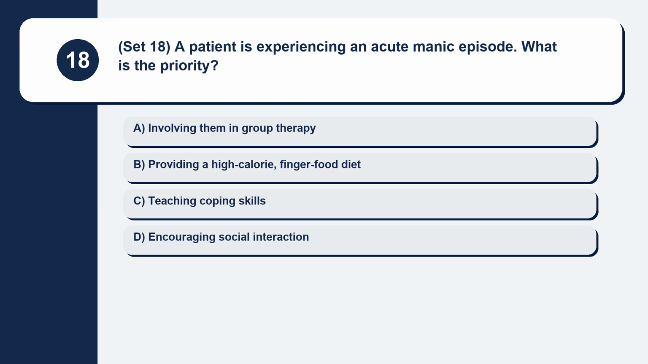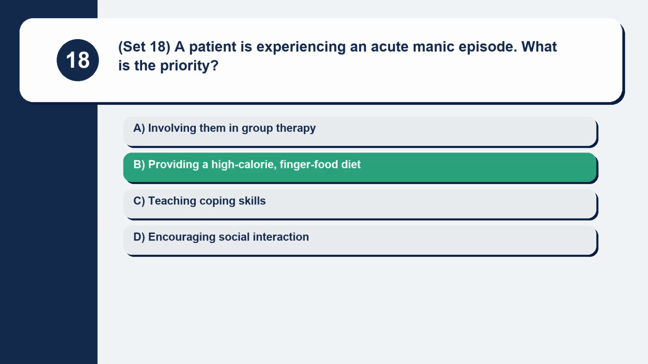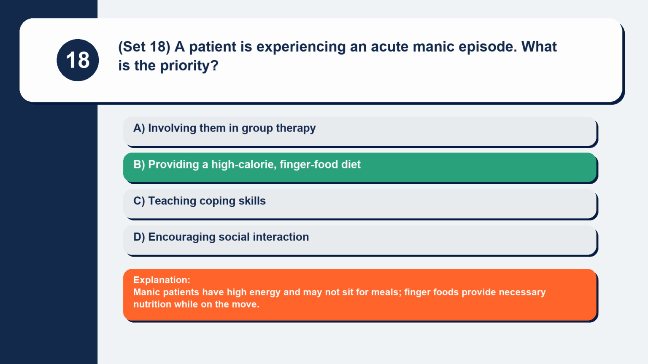Question 18. Set 18. A patient is experiencing an acute manic episode. What is the priority? Involving them in group therapy, providing a high-calorie, finger food diet, teaching coping skills, encouraging social interaction. Manic patients have high energy and may not sit for meals. Finger foods provide necessary nutrition while on the move.